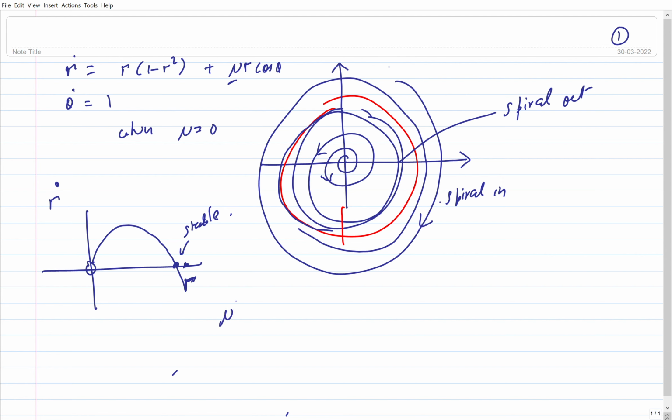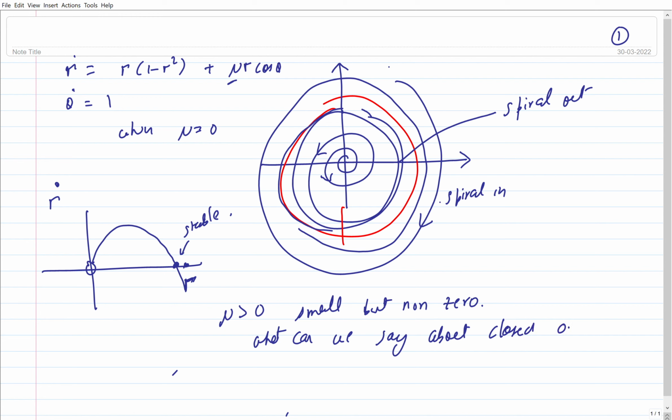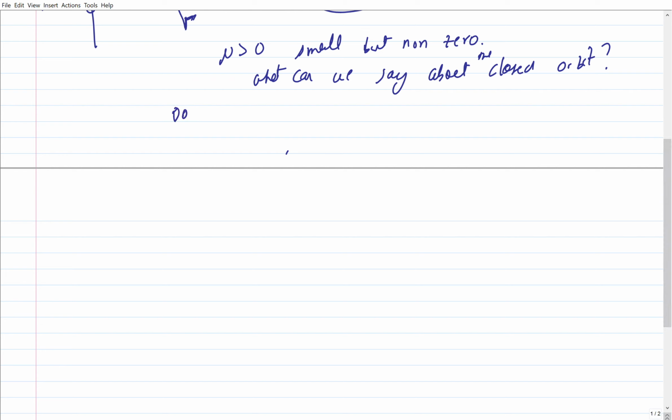The question was that when mu is greater than 0, small but non-zero, what can we say about the closed orbit? Does it still exist?